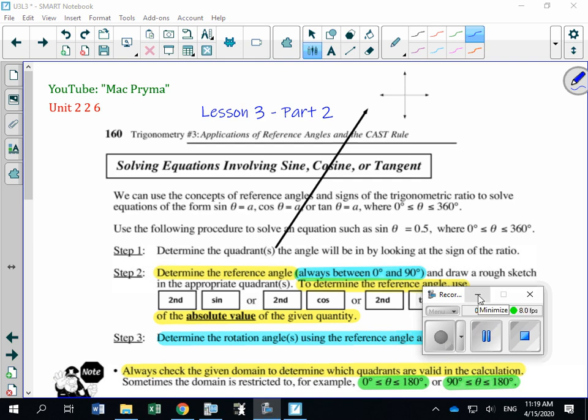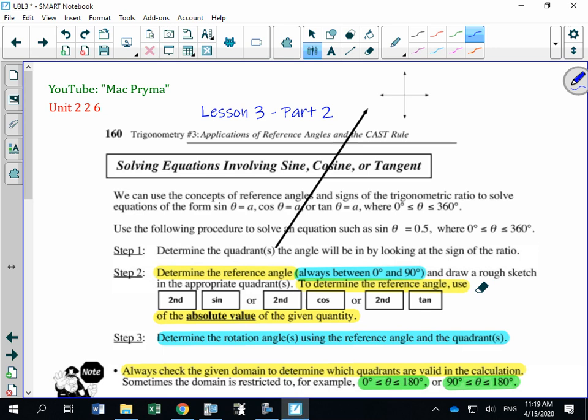This video will be part 2 of lesson 3, and it is on page 160 of your student workbook. The corresponding podcast that you could watch for extra clarification is Unit 226 from the YouTube Mac Prima.